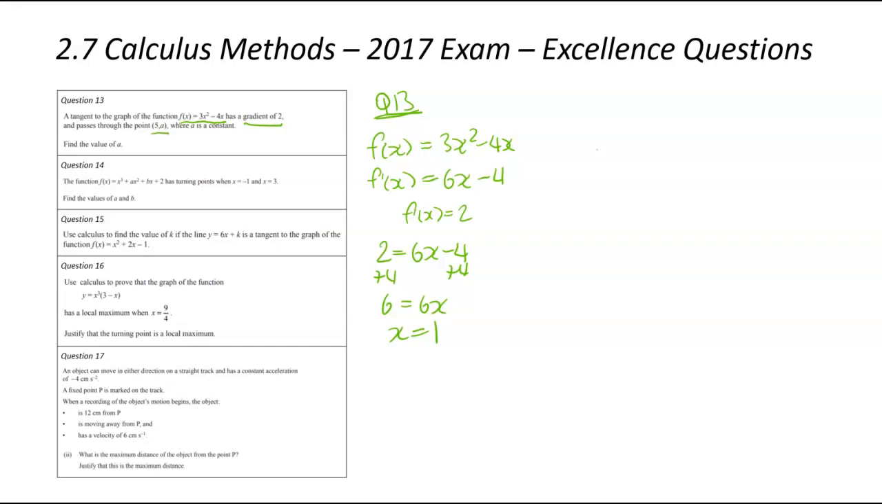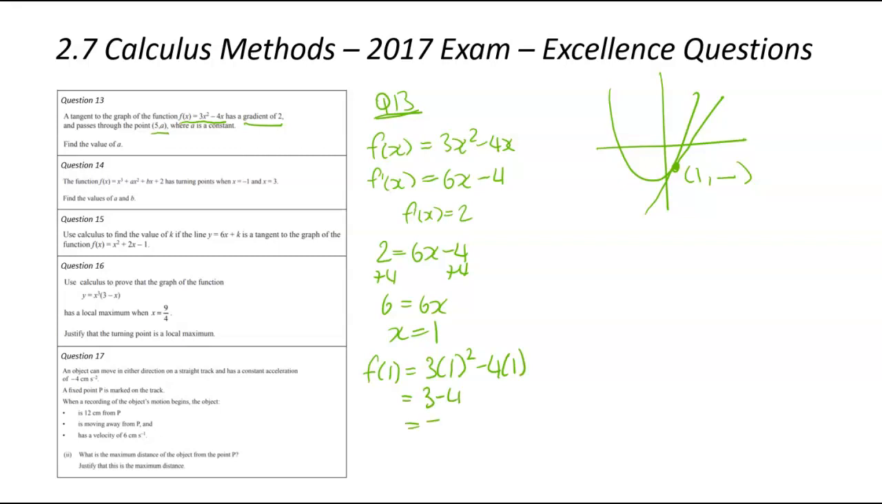But what that tells us, if you think of your axes, is that we've got a parabola and a tangent at this particular point, which would be 1 comma something. We can find that something by putting it back into the original function, not the gradient function. So f(1) = 3 times 1 squared minus 4 times 1, which becomes 3 - 4 = -1. So the coordinate where the tangent touches the parabola is (1, -1).